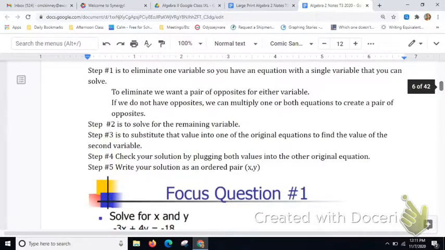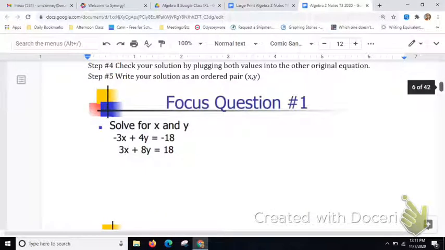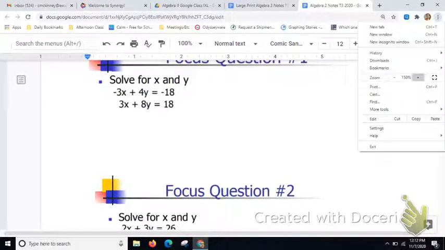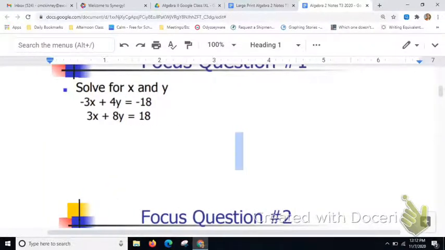So I have some focus questions here for us to do together. All right, so let's get this. So remember that when you are solving a system, you need to get both x and y, or a and b, or whatever the letters are. So this first one is a nice, pleasant one. We don't need to multiply.